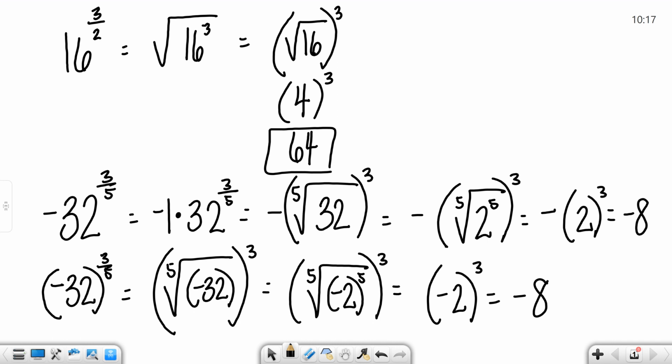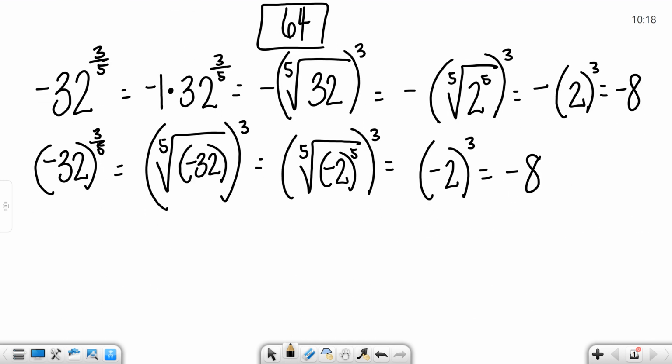Now, I know that we got the same answer on both of these. However, if that had been an even root, if the 3 had been a 4, okay, now we've got a big difference. If the 3 had been a 2, then one of these answers would be positive and one of them would be negative. So you do have to be careful. Those were 2 different problems.